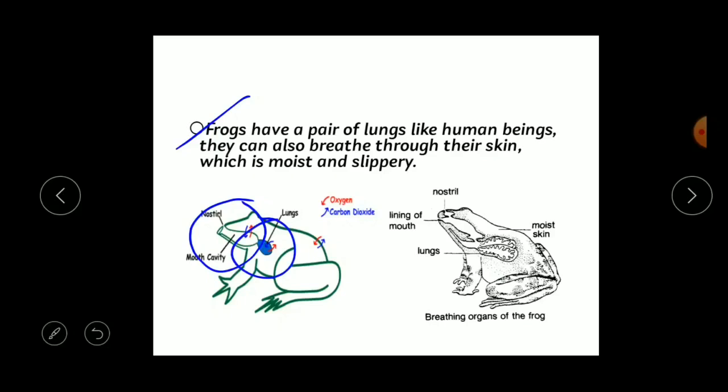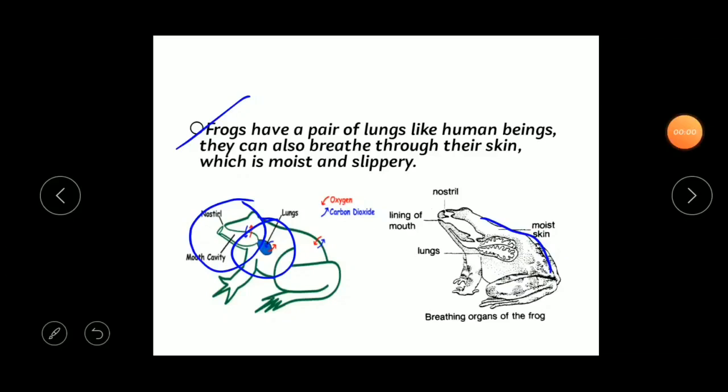But they can breathe through the moist skin when they are in water. When the frogs are in water, they breathe through their moist skin. The exchange of gases takes place through the skin. When they are on the land, they breathe through their lungs, and when they are in the water, they breathe through their moist skin. Understood, children?